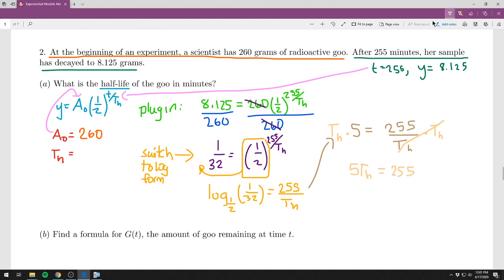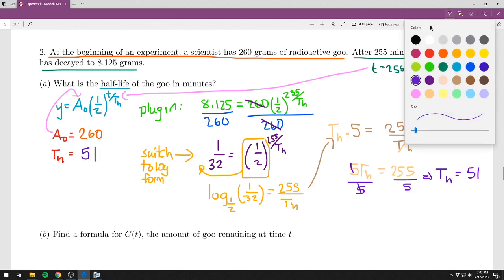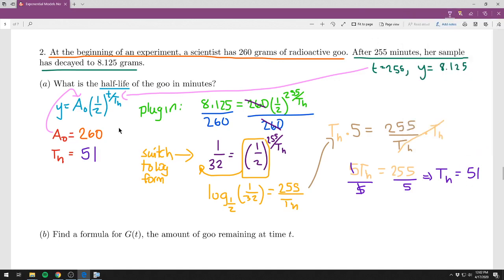Sort of looks like fifth. But we're trying to solve for T_H, the half-life. We divide each side by 5. And the half-life T_H, 255 divided by 5 is 51. Right, now this was the question for this part. What is the half-life? The half-life is 51 minutes.